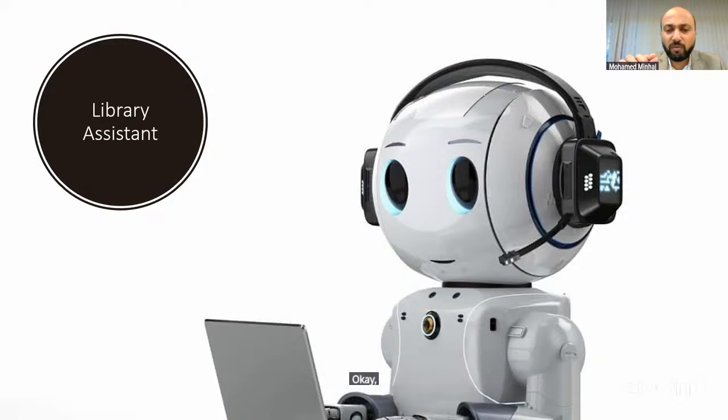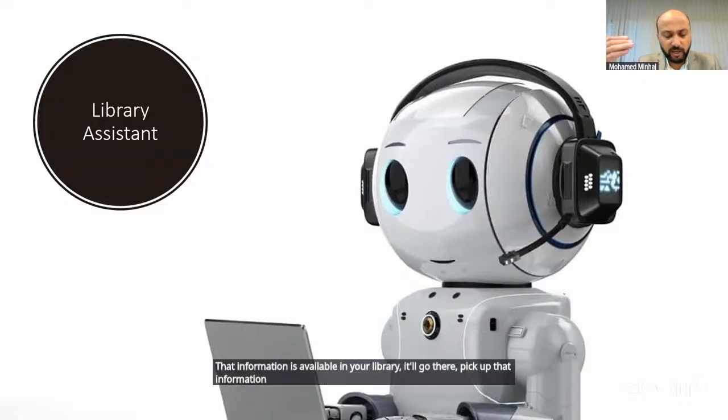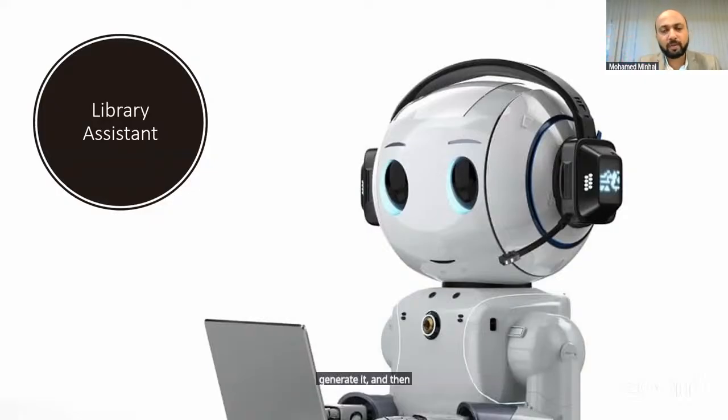Okay, so I'll now give you one more example as to how this library assistant will work. If it is a conventional, I would say just a Gen AI system, the prompt would be: give me information about this particular topic. That information is available in your library. It will go there, pick up that information, generate it, and then just display.